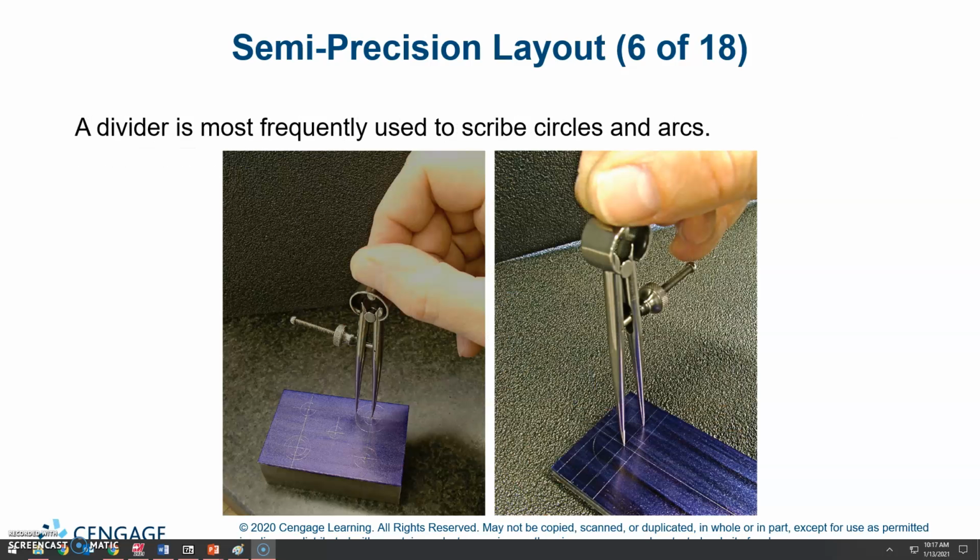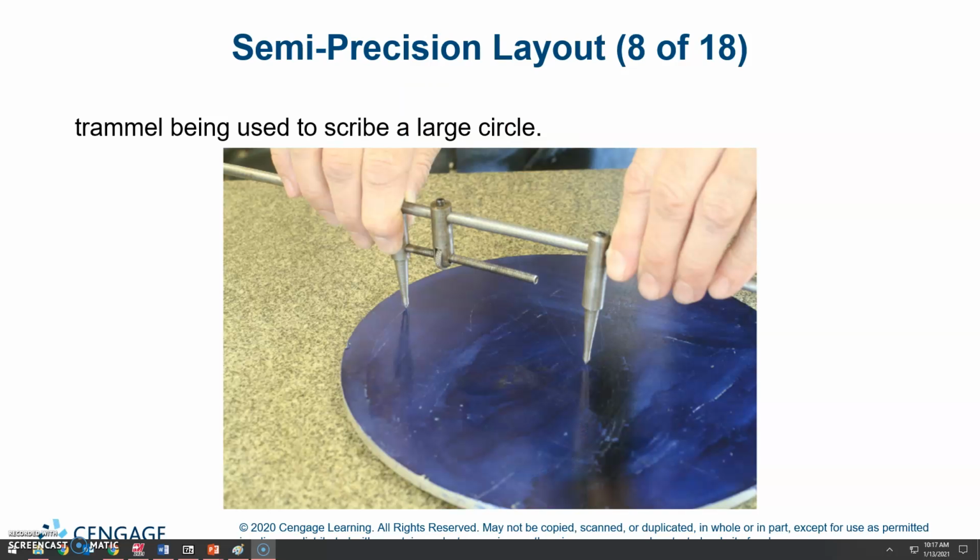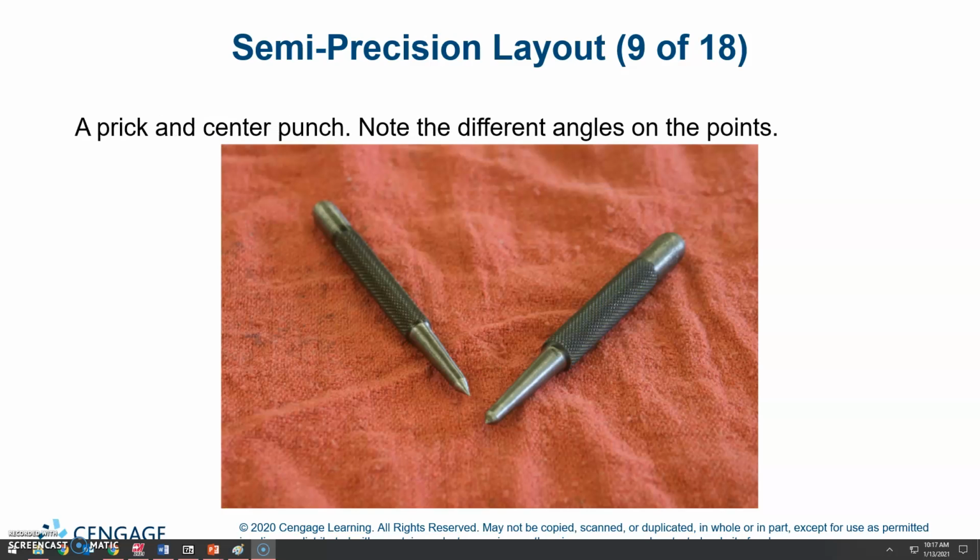A divider is most frequently used to scribe circles and arcs. Semi-precision layout. Trammel being used to scribe a large circle. A prick and a center punch. Note the difference in the angles of the points. So the left will be a prick, the right will be a center punch.